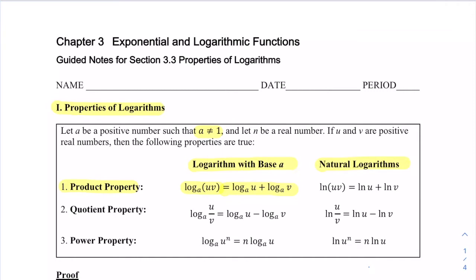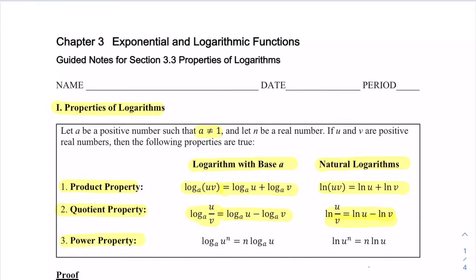This also occurs with the natural logarithms. So natural log of u times v will expand to natural log of u plus the natural log of v. The quotient property, you can see the quotient in the expression, log base a of u divided by v, or u over v, will expand to log base a of u minus log base a of v. It's also a property for natural logarithms. So natural log of u divided by v will expand to natural log of u minus natural log of v.